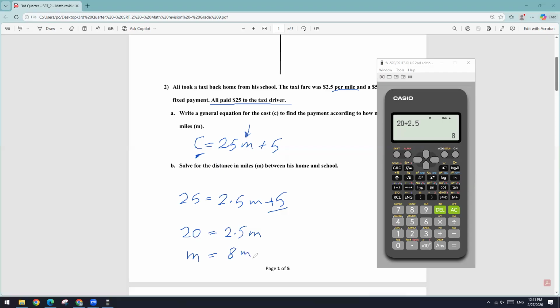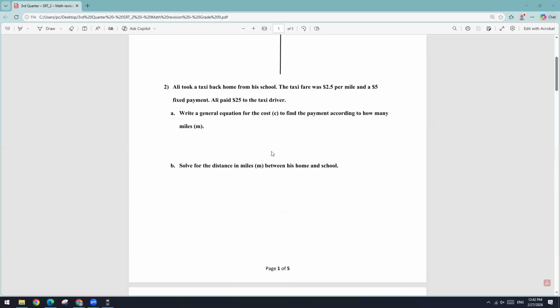Don't forget the unit. So the distance between his home and the school is 8 miles. Next question.